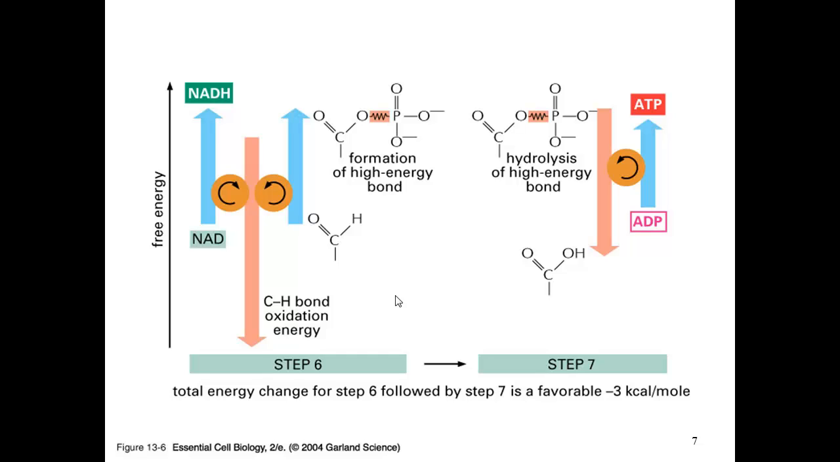And on this slide, although making NADH and ATP themselves are energetically costly, we show that steps 6 and 7 overall is energetically favorable, the delta G of -3 kilocalories per mole. The oxidation step drives the synthesis of NADH and the formation of this high energy bond, which can then be hydrolyzed to produce ATP.